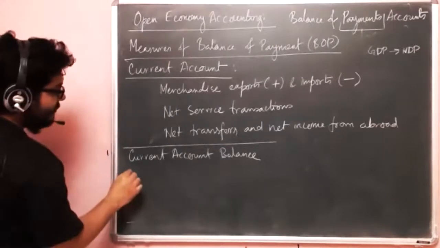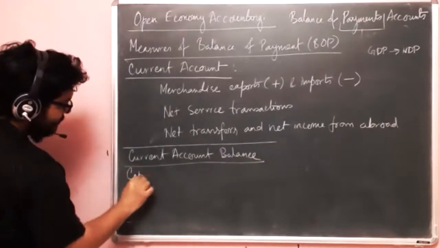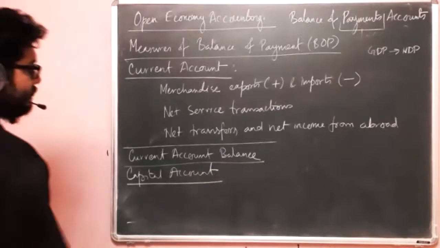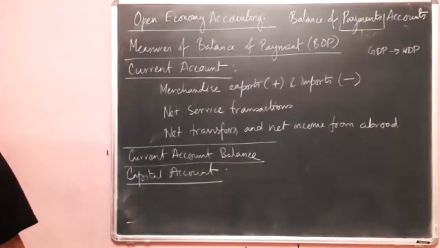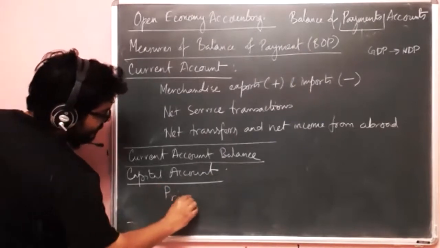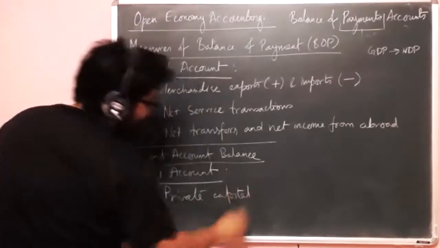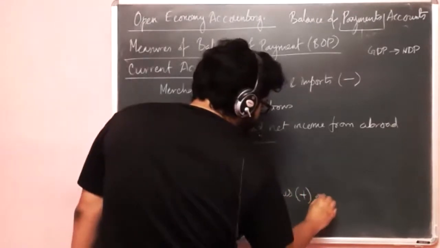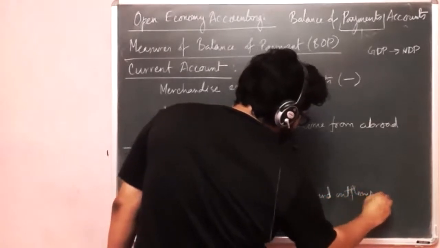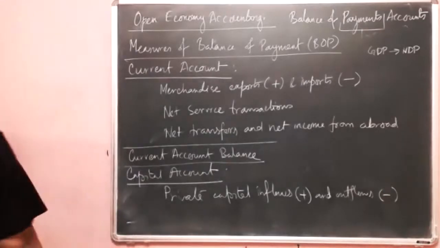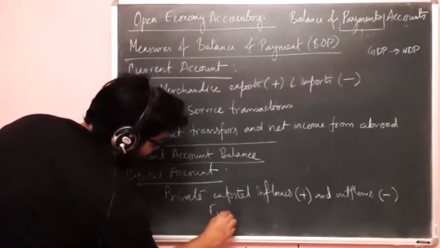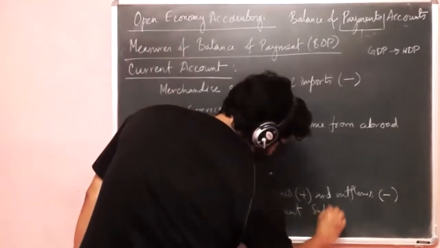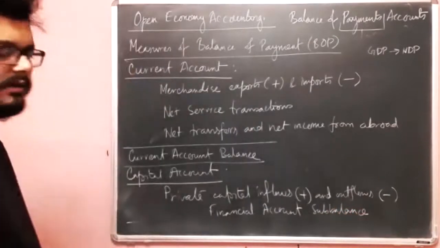So now we move on to the other thing, which is the capital account. In the capital account, we have obviously private capital inflows, and outflows, naturally with a minus. Within this, we have something called financial account sub-balance. So we'll come to that.